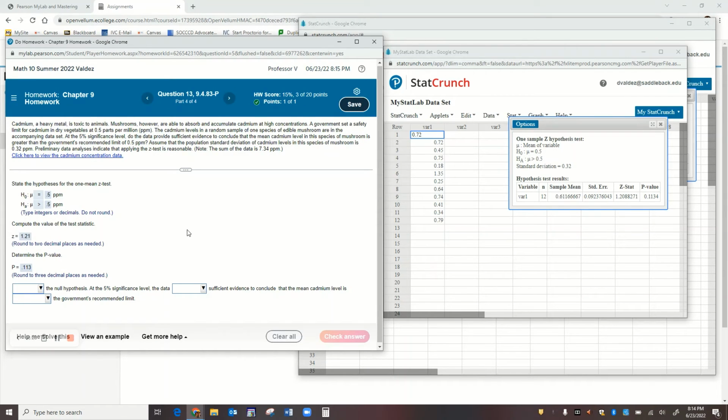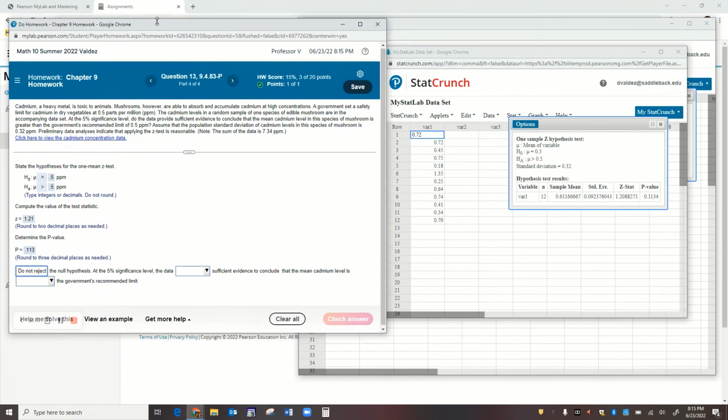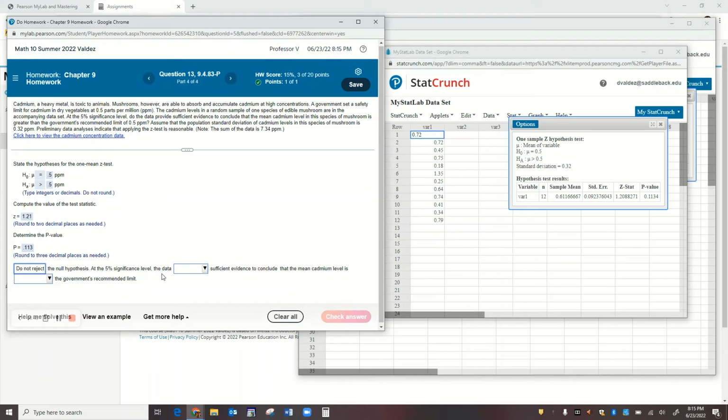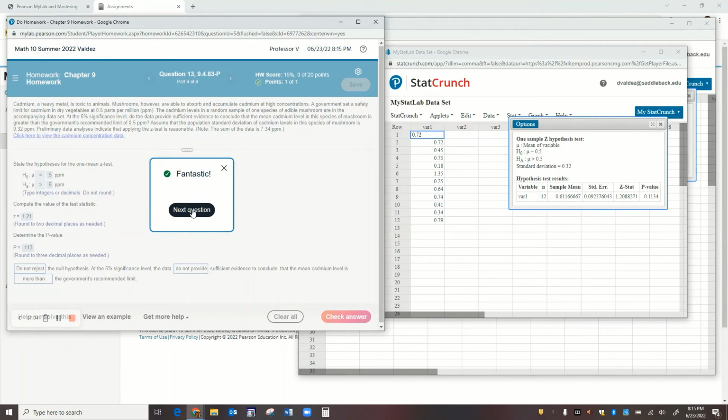So alpha was set at 5%, significance level 0.05. Look at the p-value, 0.113. That's larger than alpha. When p-value is larger than alpha, we fail to reject or do not reject the null. Remember, small p-value means strong evidence. At the 5% significance level, the data do not provide sufficient evidence to conclude that the mean cadmium level is more than. I was looking for greater than. They didn't have it. More than means the same thing. So that's the one we're going with. Fantastic.